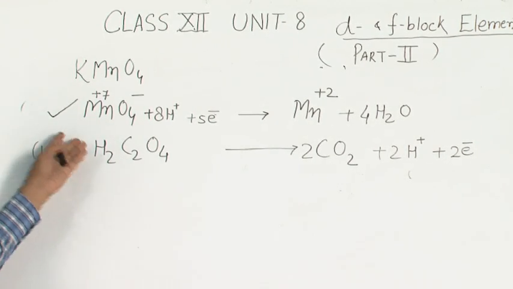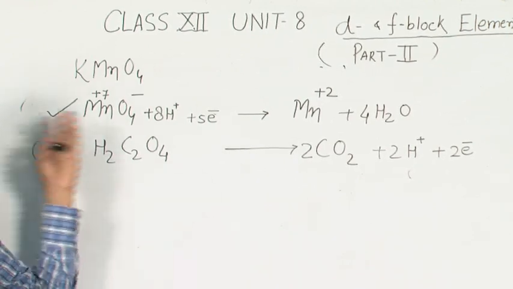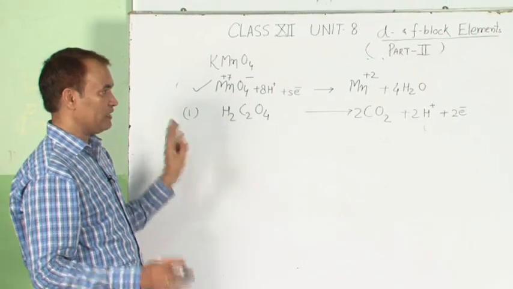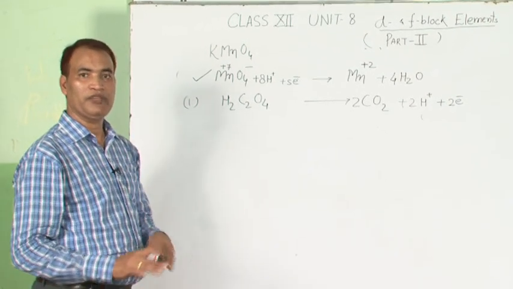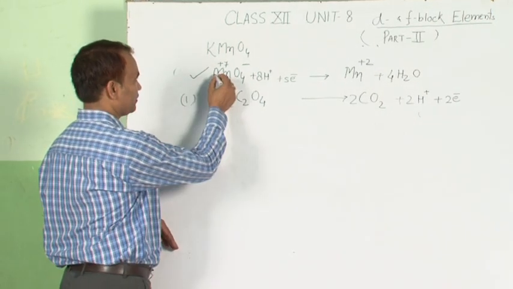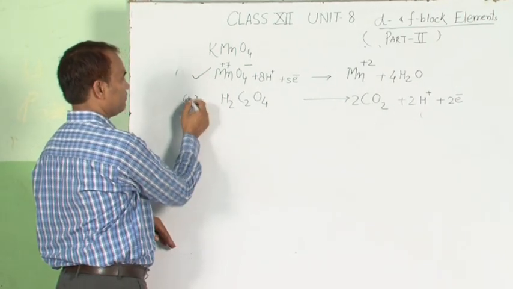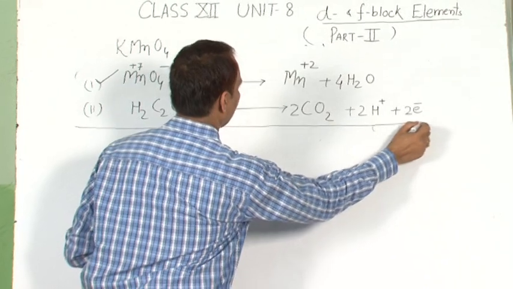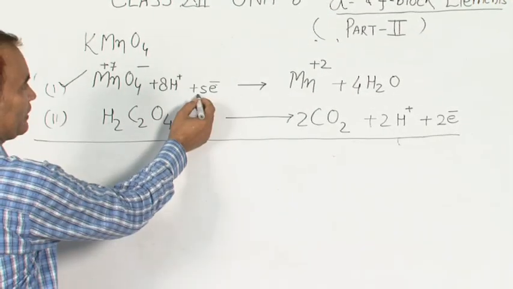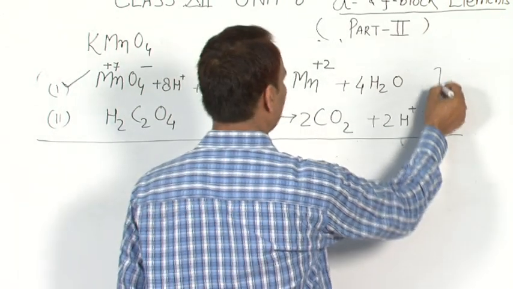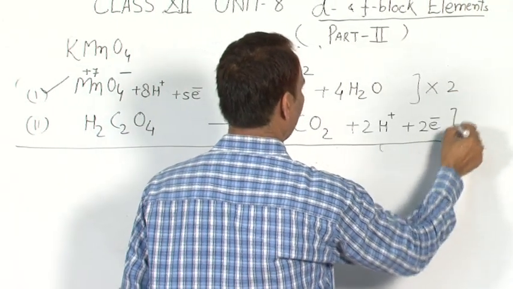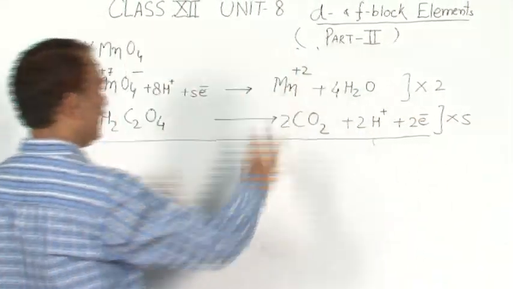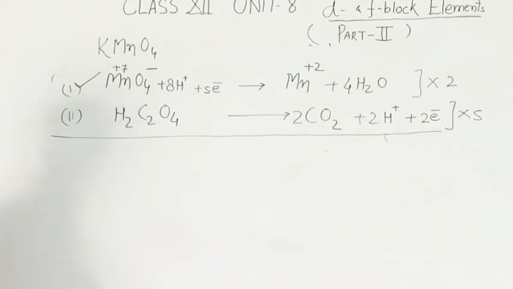So if the question is asked, write the ionic equation, or what happens when potassium permanganate is treated with oxalic acid, we can write the ionic equation. There is no need to write the complete equation. So how can we write this reaction? First this one, second this one, we add first and second. Here is 5 electrons, 2 electrons. These two can be balanced by multiplying this one by 2, this one by 5. Then multiply this equation by 2 and this equation by 5 and add the equations. That will be the final answer.